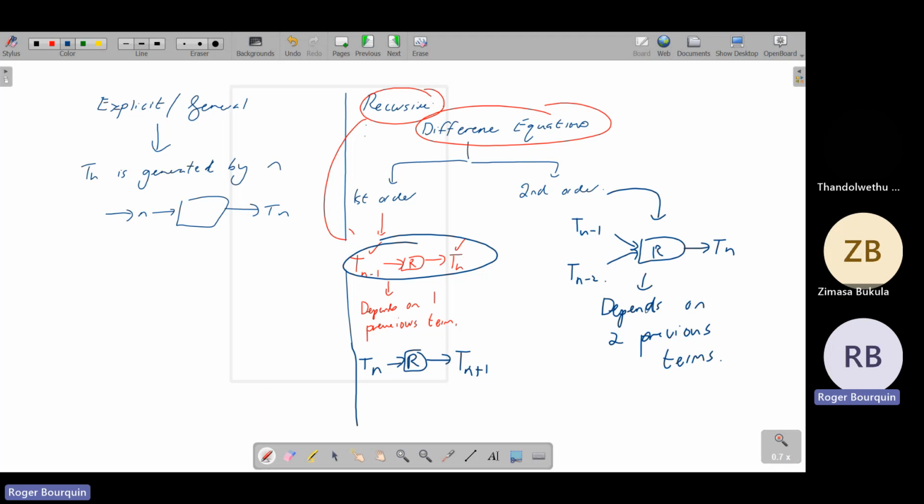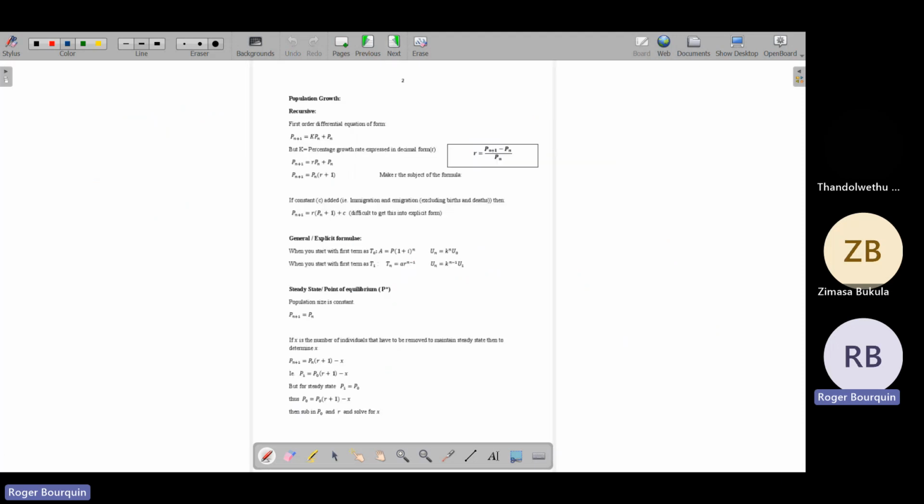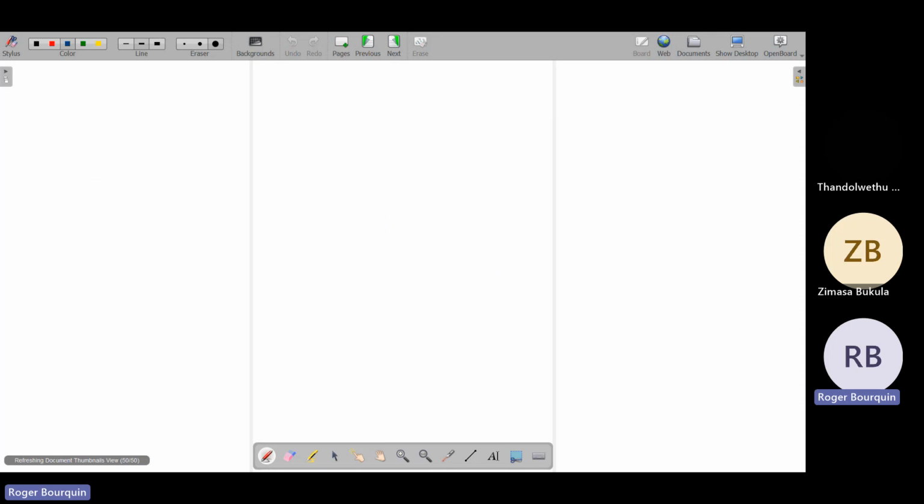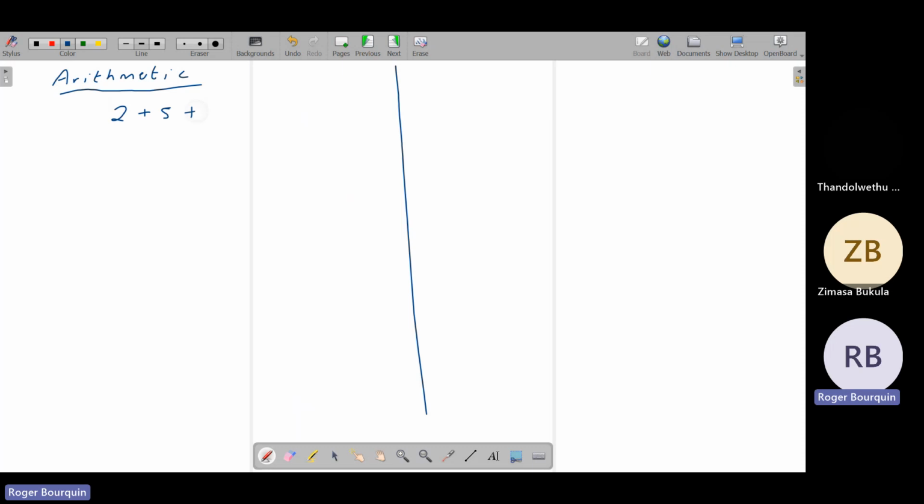When did we start? All right. So now, I'm carrying on left and right. On the left I've got explicit and on the right I've got recursive. So you all know this. If I gave you an arithmetic sequence and it's a very easy one, it's 2 plus 5 plus 8.